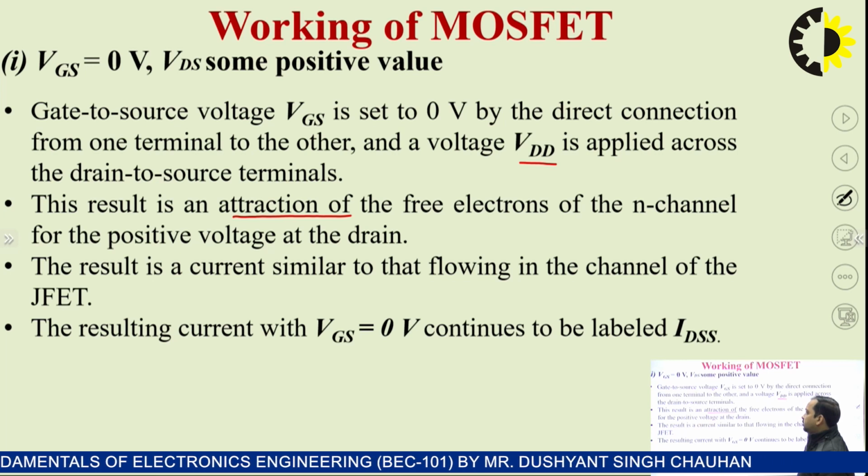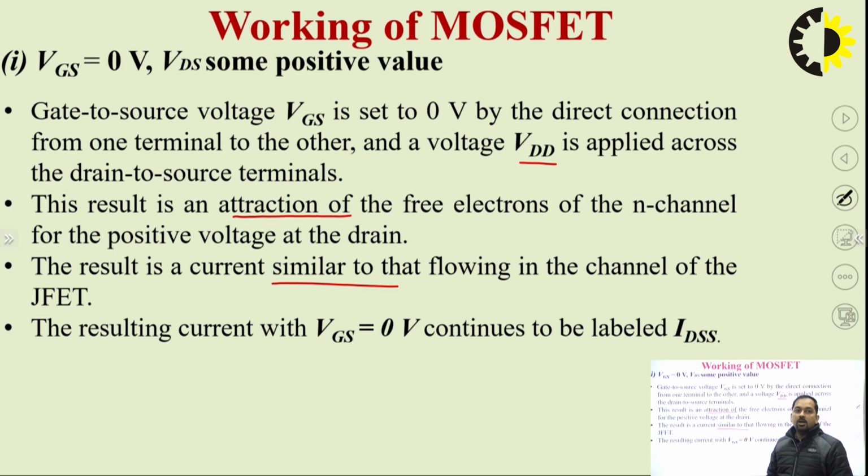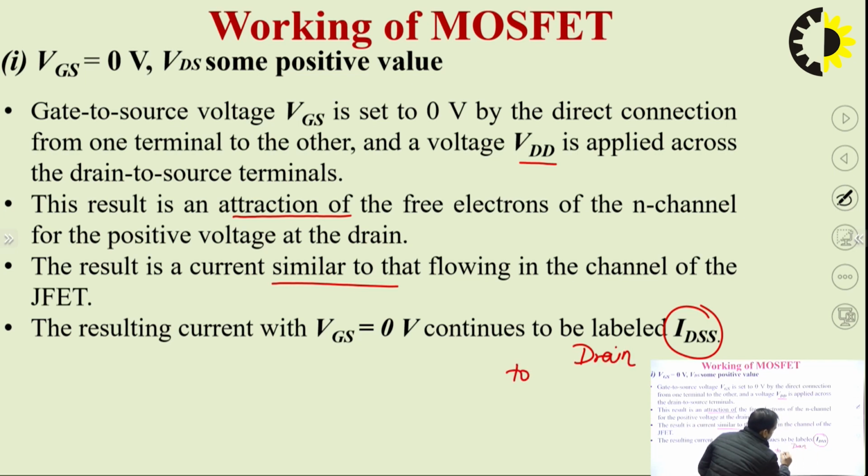This results in a similar kind of current as flows in the channel of a JFET, meaning the operation is quite similar to that of a JFET. The resulting current with VGS equal to 0 continues to be labeled IDSS, meaning it reaches a saturated value known as IDSS, the drain to source saturation current.